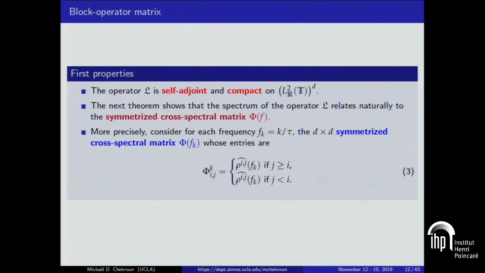But the next object that comes out of this business is that the spectrum of this operator L actually relates to another fundamental object that arises in spectral analysis, which is the so-called cross-spectral matrix that is symmetrized here. So this is the number of channels. Imagine my PCs, I have D PCs to represent my coarse-grained QG, right? And so you take the Fourier transform of each of these at a certain frequency k, Fk, and then you form this cross-spectral matrix, like that.